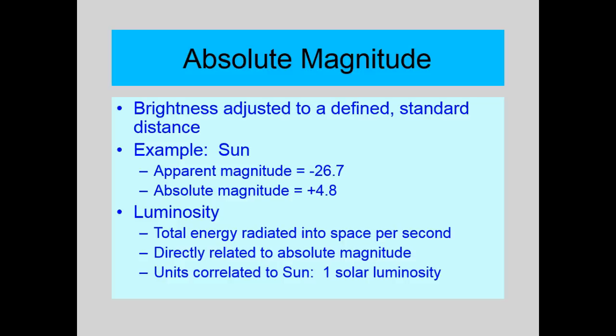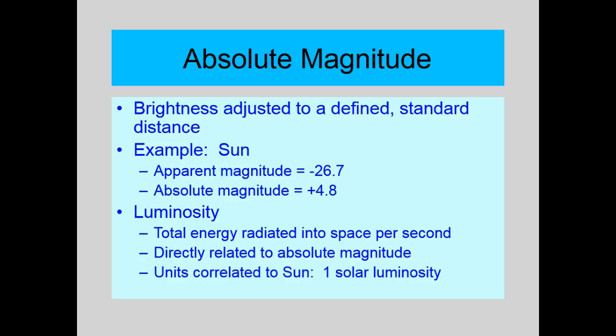That term is luminosity. Total energy radiated into space per second. It's directly related to the absolute magnitude. How much light is actually being produced, given off into space from that star, related to the absolute magnitude.